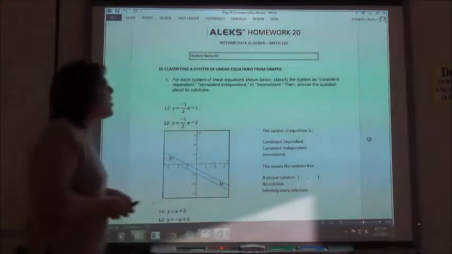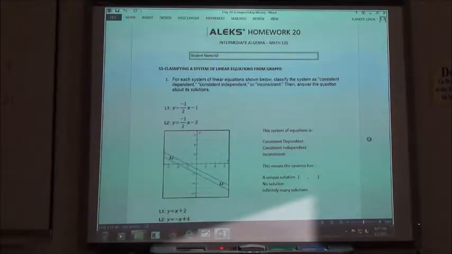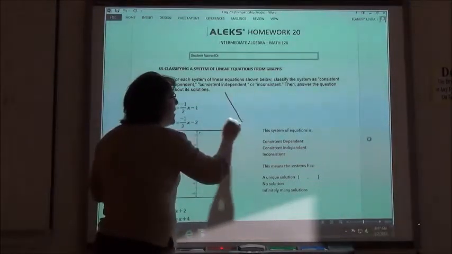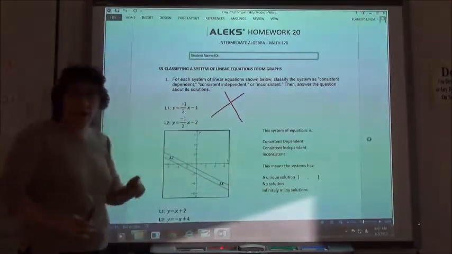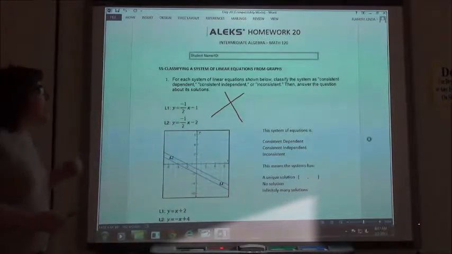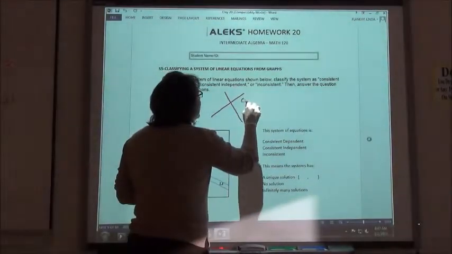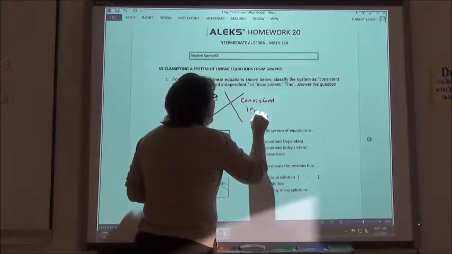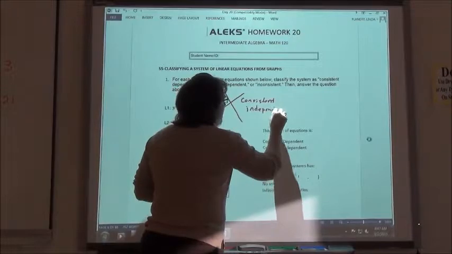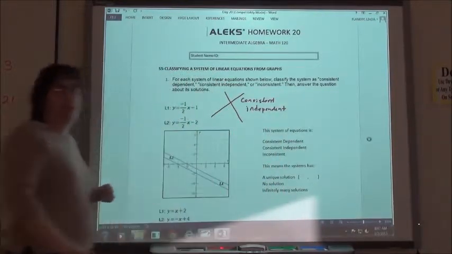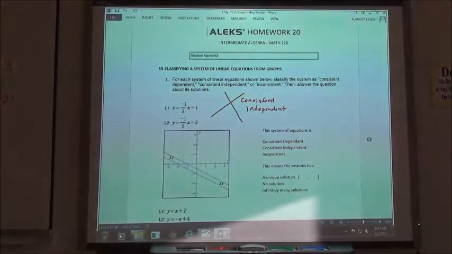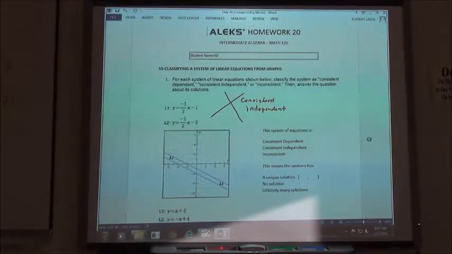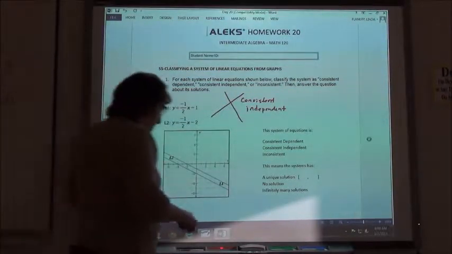So what it's trying to get across is that when you draw two lines, there are three ways you could draw two lines. The most common way is that they're going to intersect in a point. If my two lines intersect in a point, they're called consistent independent. Independent kind of means that there's one thing, you're standalone. Consistent independent means you're going to get one solution because they intersect in one point.